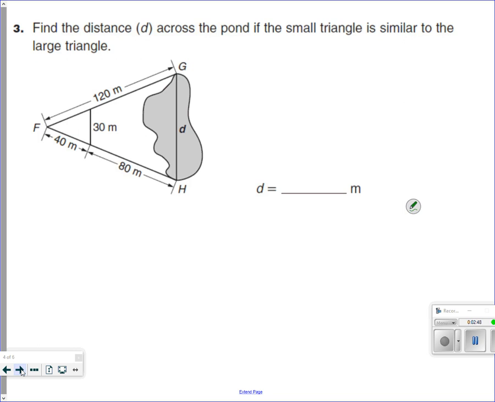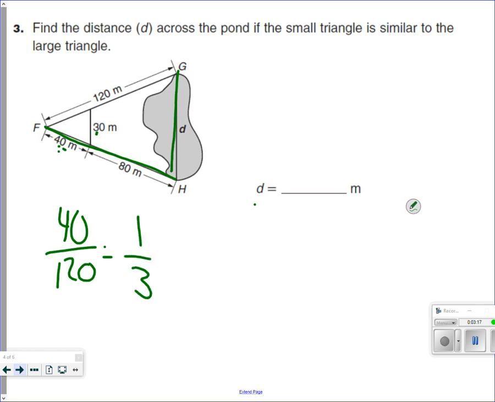Okay, let's take a look here. So we have a small triangle right here, which is 40, and this is 30. We have to find out what D is. D is this length. We know 30 is part of the smaller triangle, okay? But what's the ratio of the small triangle to the big triangle? So if this is the length of the full big triangle, that equals 120. Here's our small length. So that'd be 40 over 120, okay? So our ratio would be 1 to 3, okay? That's the ratio that we're working with right here.